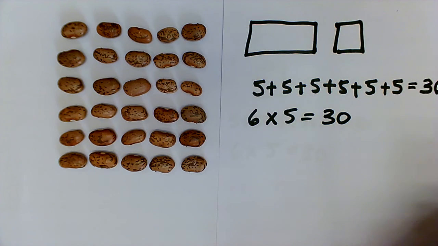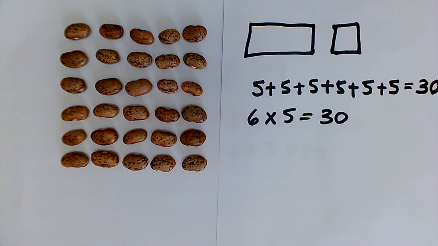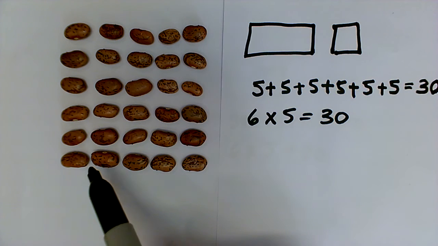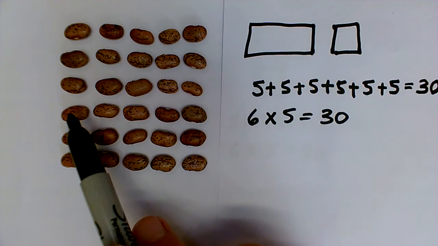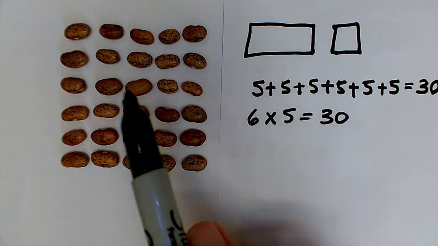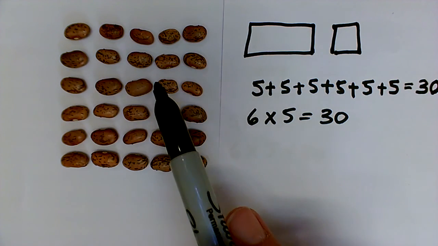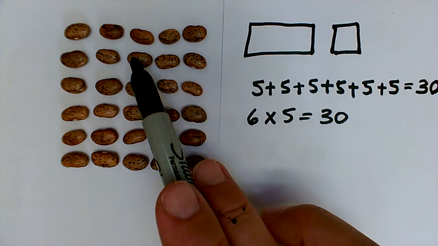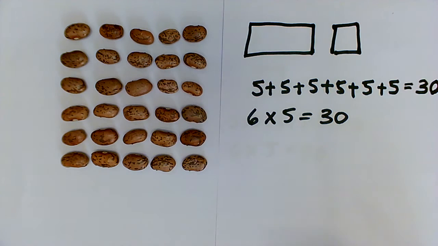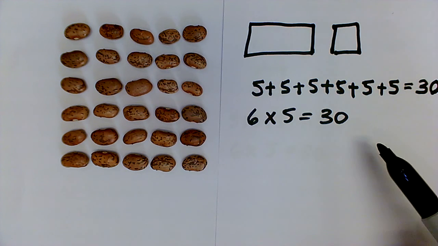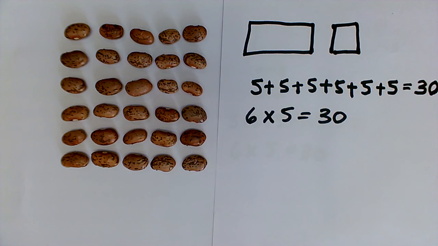Okay, how would we check to make sure that we had this correct? We can count the individual beans, so let's try that. 1, 2, 3, 4, 5, 6, 7, 8, 9, 10, 11, 12, 13, 14, 15, 16, 17, 18, 19, 20, 21, 22, 23, 24, 25, 26, 27, 28, 29, 30. So in both of our sentences we have 30, and that's the same amount of beans that we have. So that works out.